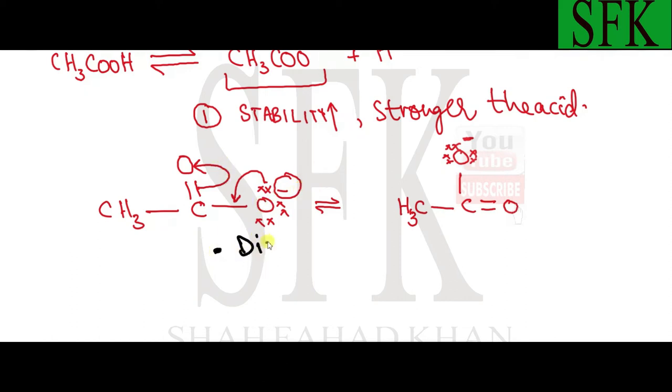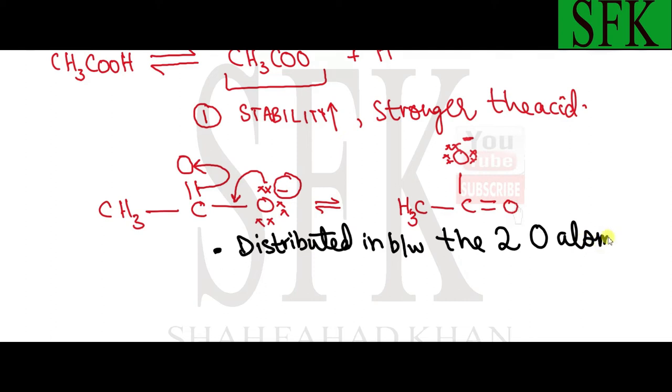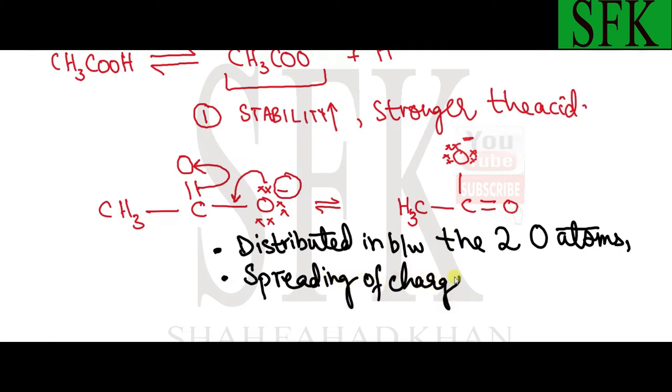The negative charge is distributed in between the two oxygen atoms. In between the two oxygen atoms, this means that the charge has spread. So charge has spread, and spreading of charge stabilizes the base. And why does this stabilize the base?